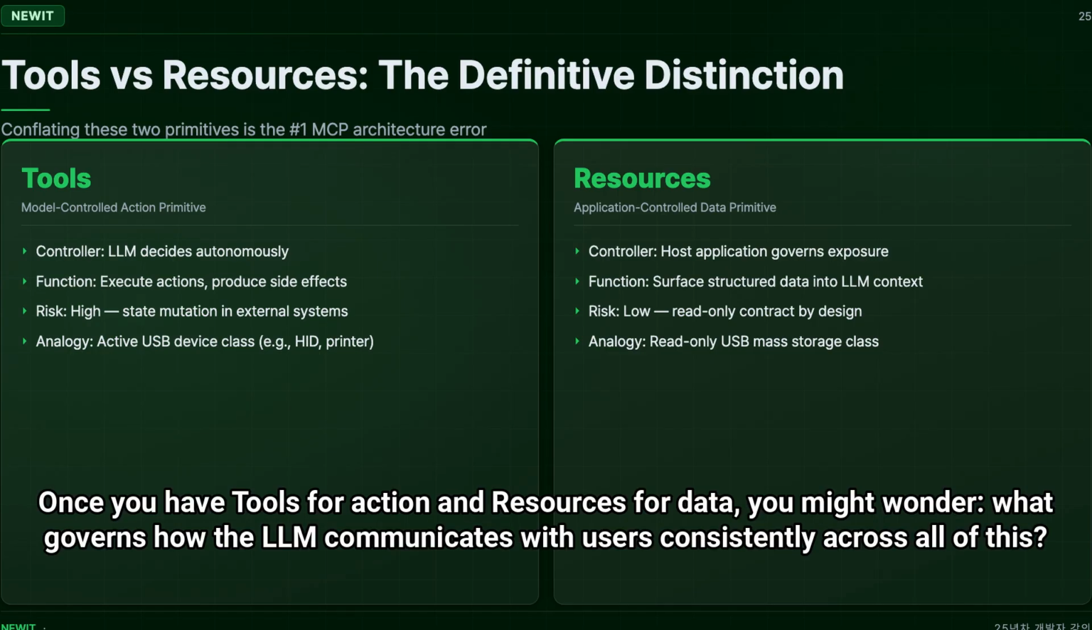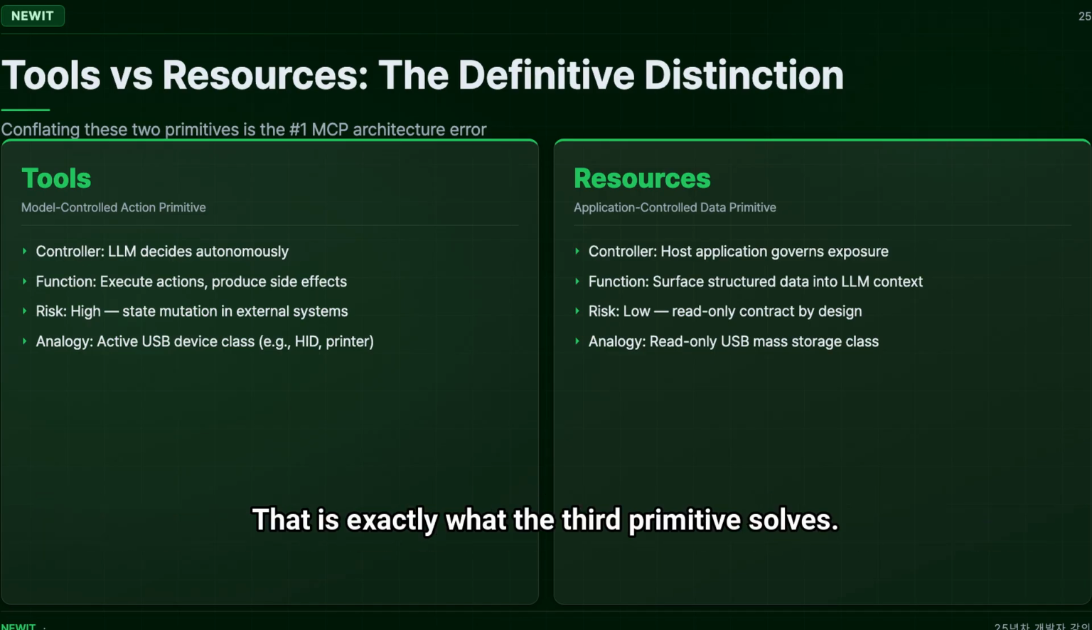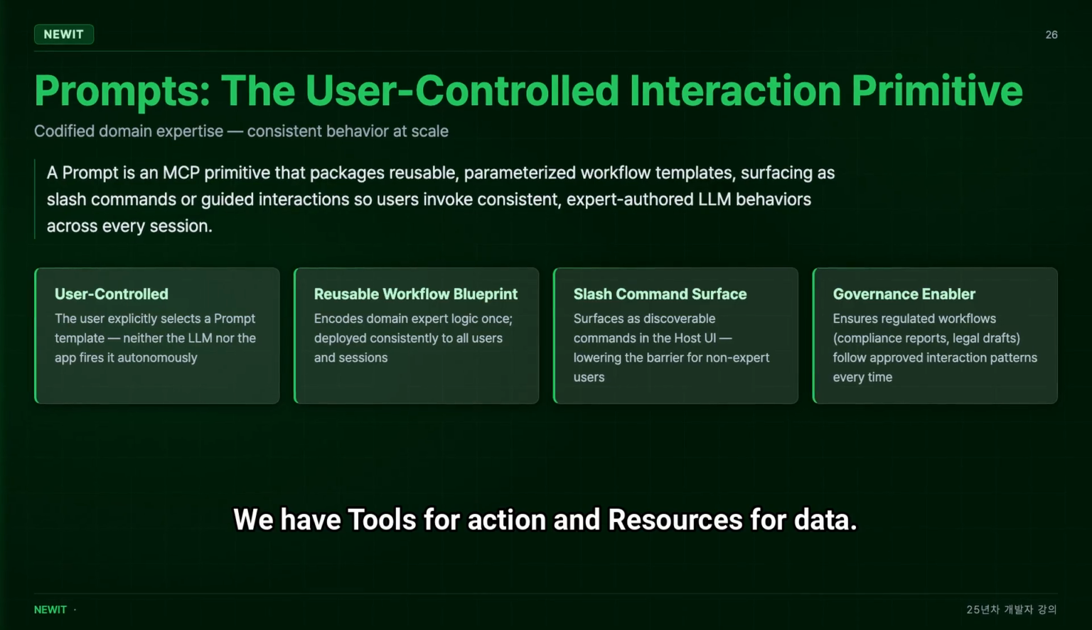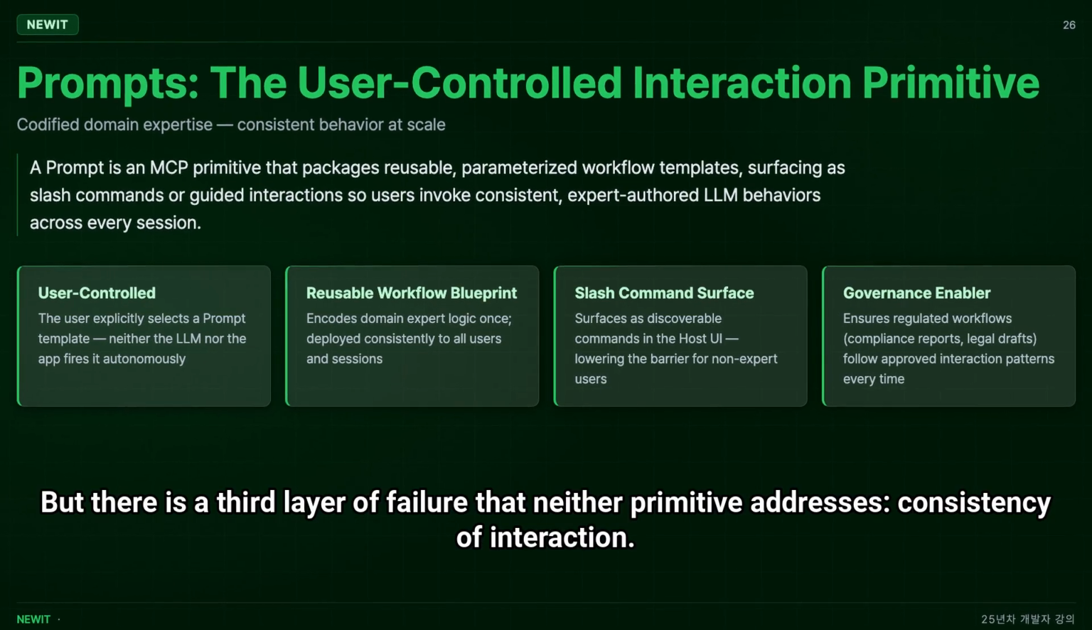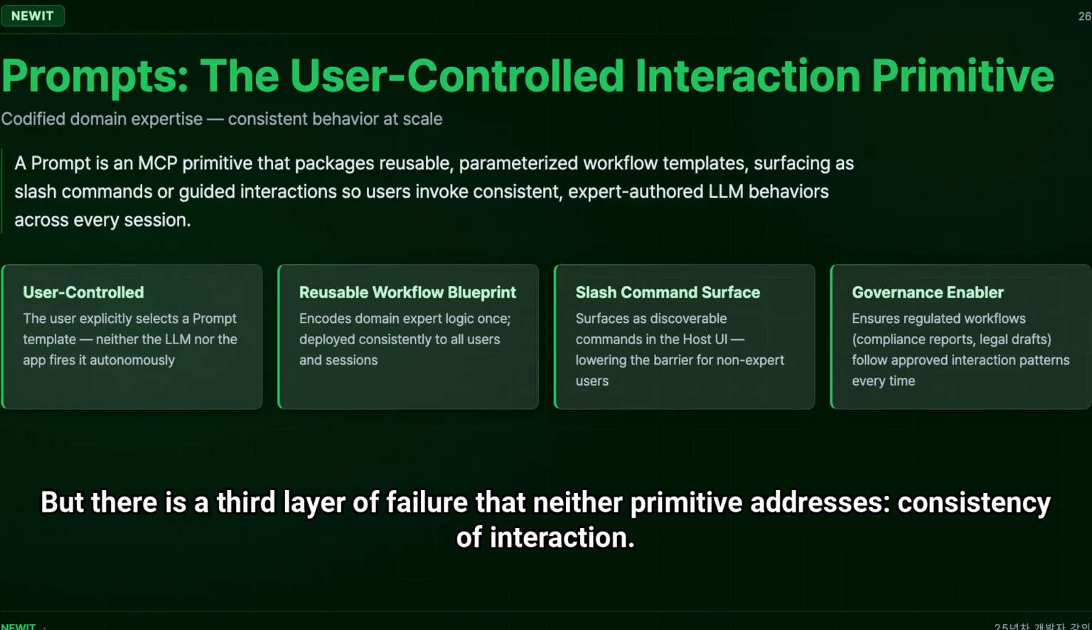Once you have tools for action and resources for data, you might wonder, what governs how the LLM communicates with users consistently across all of this? That is exactly what the third primitive solves. We have tools for action and resources for data. But there is a third layer of failure that neither primitive addresses: consistency of interaction.